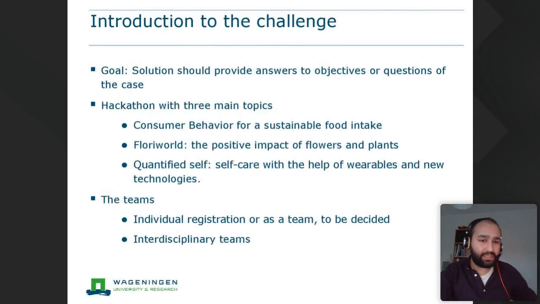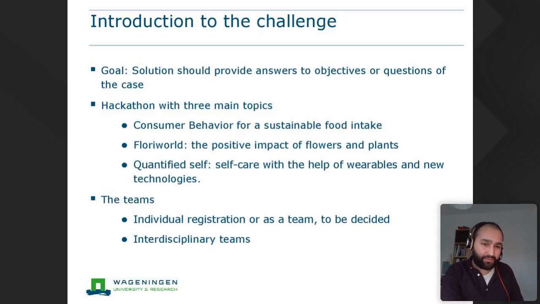Let me go to the next slide. Our goal is to provide answers or a solution which should provide answers to objectives which we have. We have identified 3 main topics for which the hackathon is organized. We have the consumer domain for having a sustainable food intake on consumer behavior research. We have the Flory World topic, which is about a positive impact on well-being with flowers and plants. And there is this topic of quantified self, developing recently, which is about self-care with the help of wearables and new technologies.